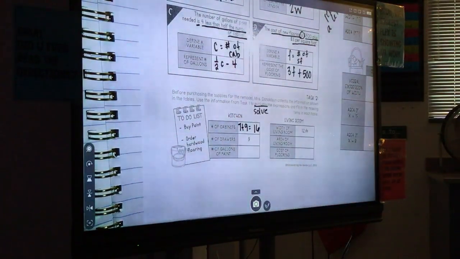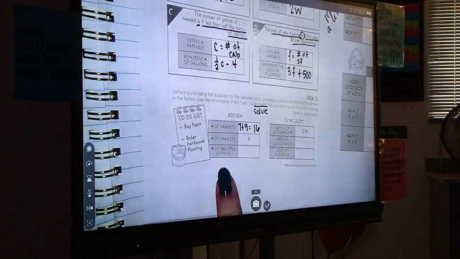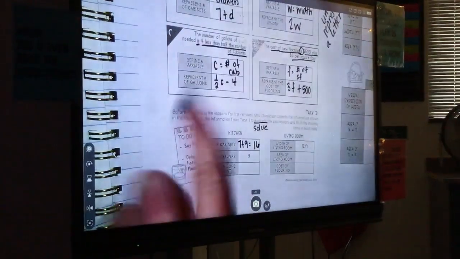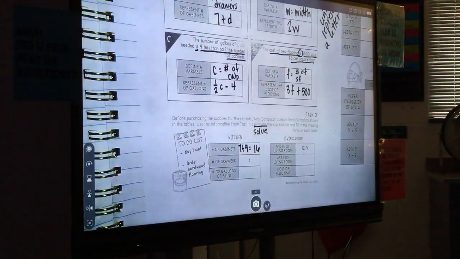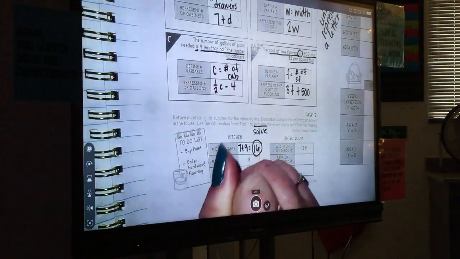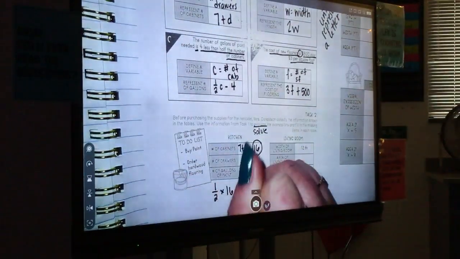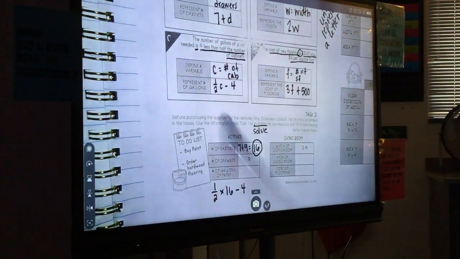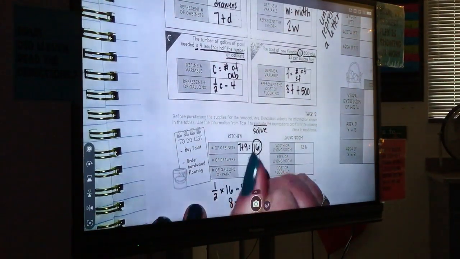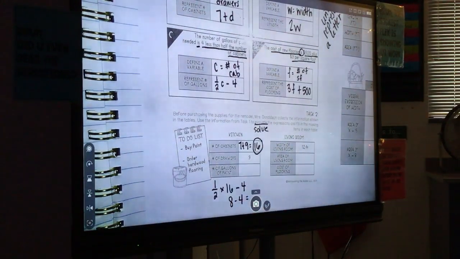There are 9 drawers. Now I have to find the number of gallons of paint. So again, I'm using this expression right here. Do I know the number of cabinets? Yes or no? We just figured out the number of cabinets. So 16 is my number of cabinets. So I'm going to do half times 16 minus 4, because that is the expression that was right here. So what is half of 16? Half of 16 is 8, so then I do 8 minus 4, which gives me how many gallons of paint do I need? 4.